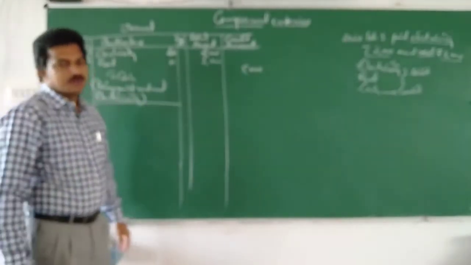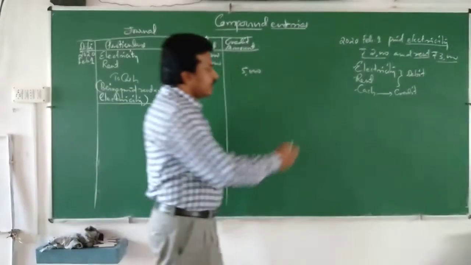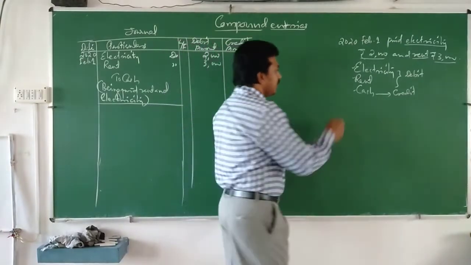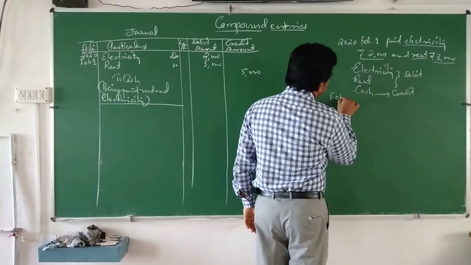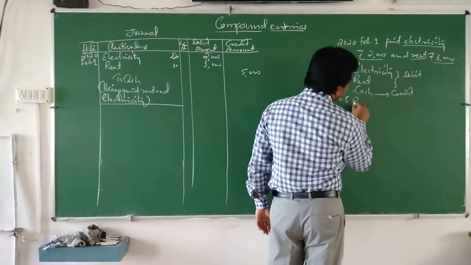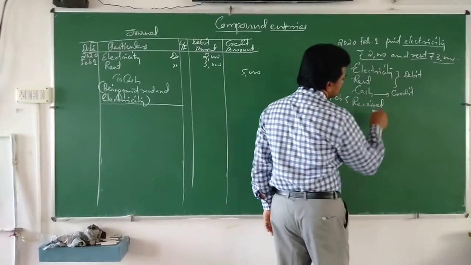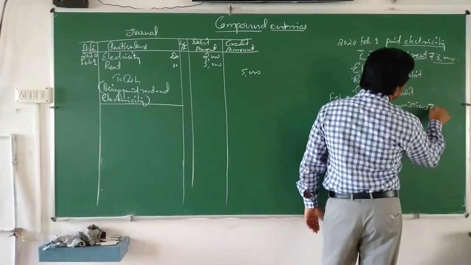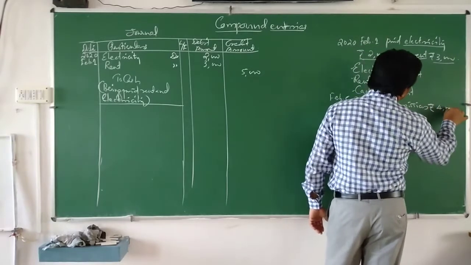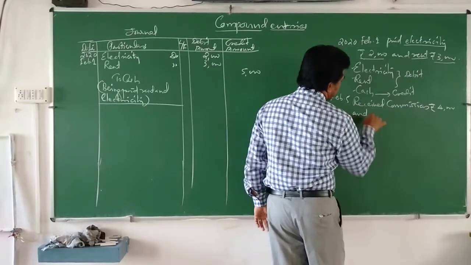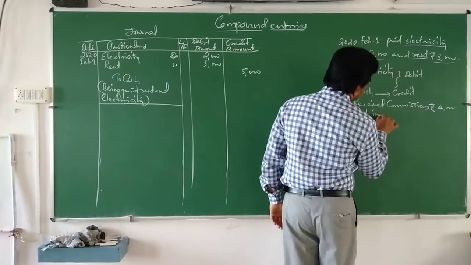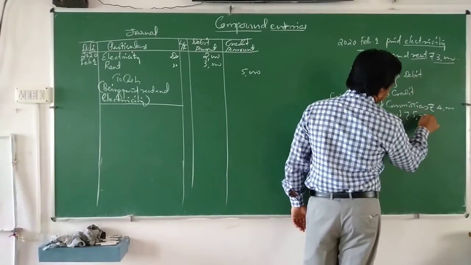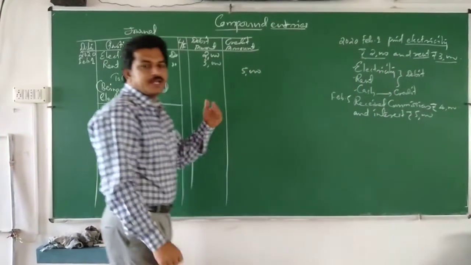So let us see one more journal entry. This was regarding expenses; let us see income. February 5, received commission rupees 4000 and interest rupees 5000.